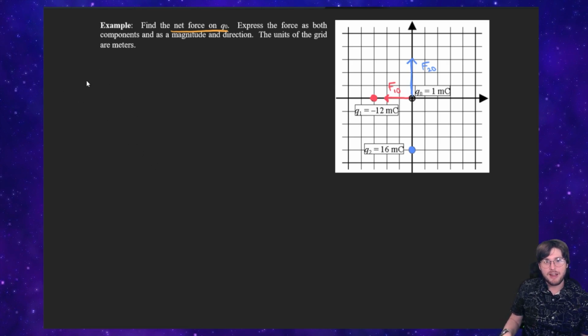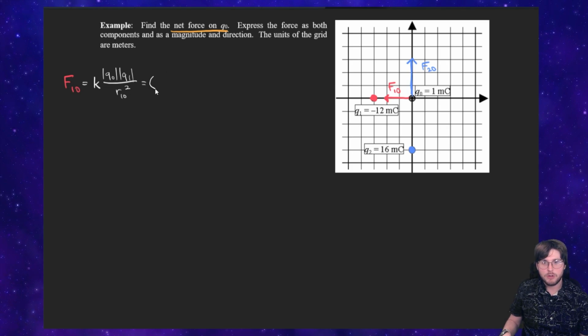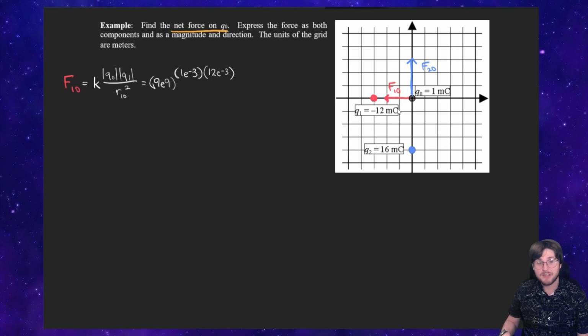So over here, let's go ahead and calculate our forces. So first, F10 is going to equal, of course, Coulomb's law. So K times Q0 times Q1 divided by the distance between them, so R10 squared, is going to equal, again, our abbreviated Coulomb's constant, so 9 times 10 to the 9, times Q0, which is 1 times 10 to the negative 3, it's in millicoulombs, times 12 times 10 to the negative 3. Again, we don't really care about that negative sign. Don't worry about it. We've already considered it. And we're going to divide that by the distance between them. Here, it's 3 meters squared.